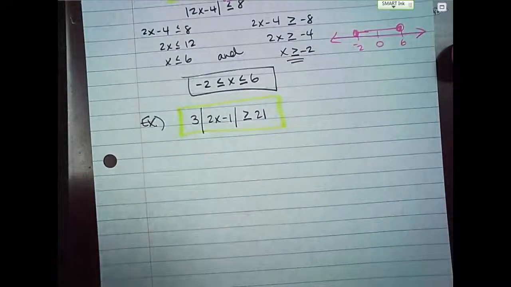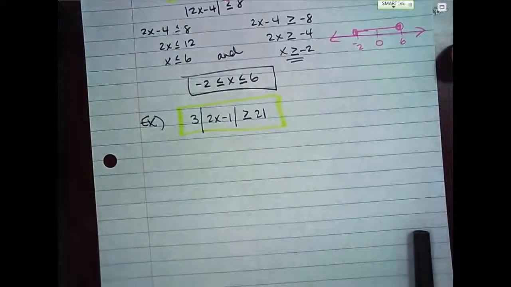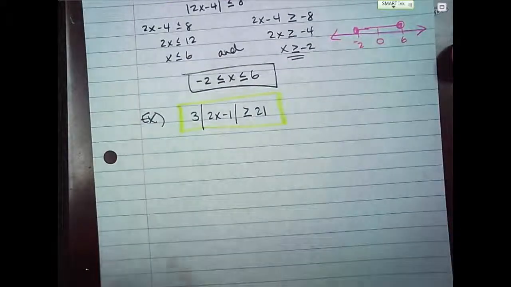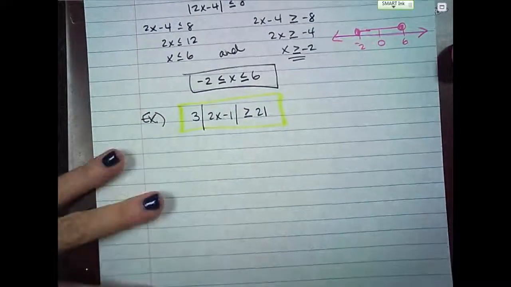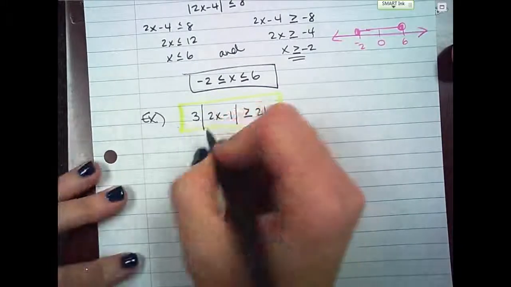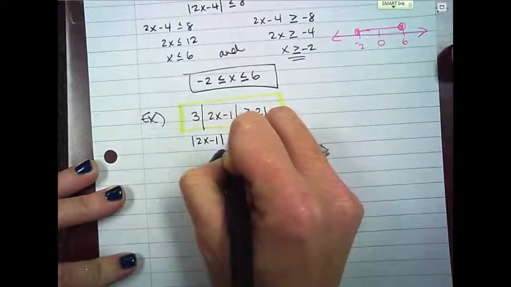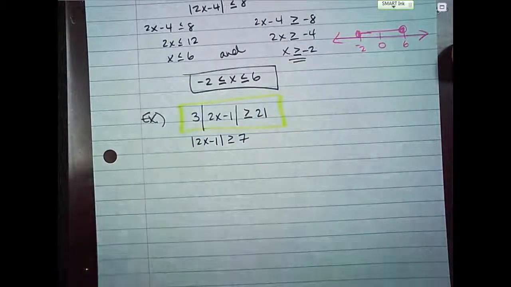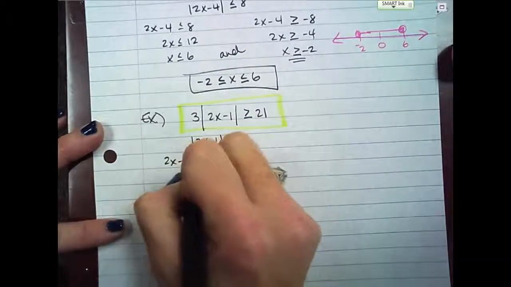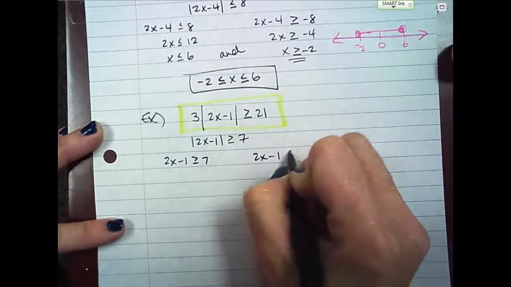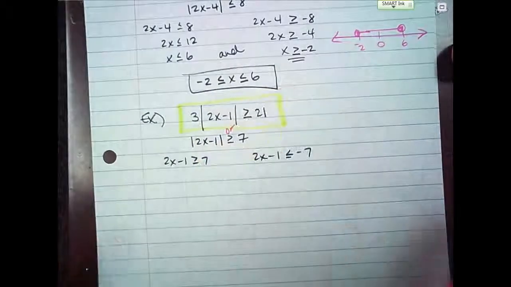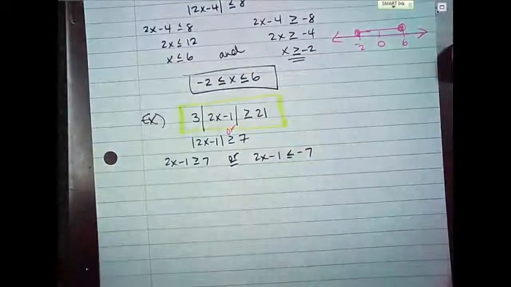Okay, what's your first step? I'm going to give you 1 minute. I can't decide and or until I get it by itself. So I'm going to divide everything by 3. Break it into 2 parts. Greater than is what? Or, and so it's an or situation. And solve for x.